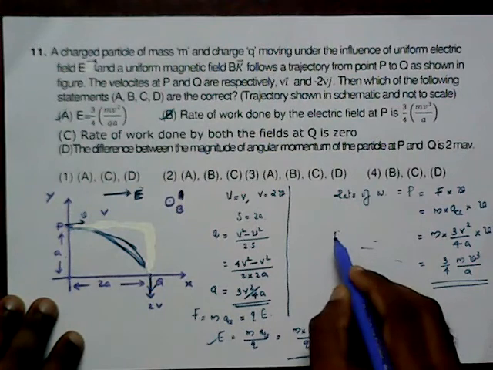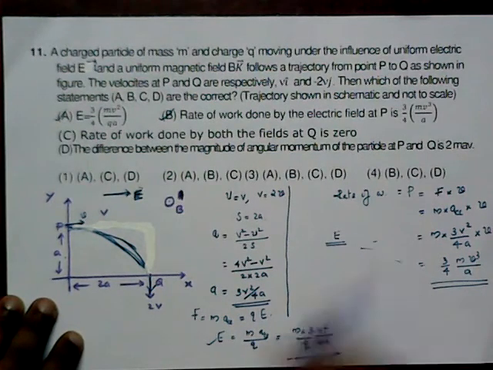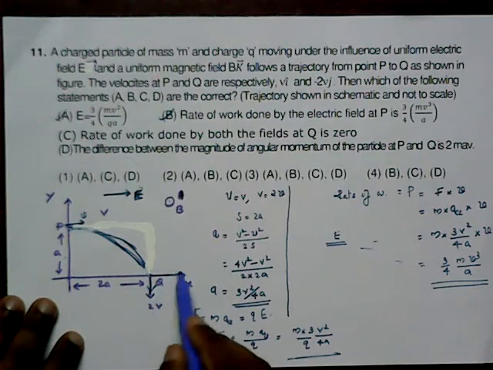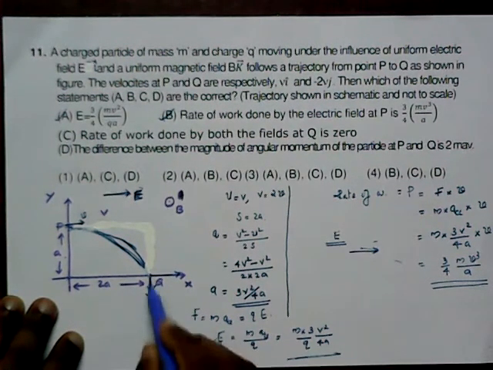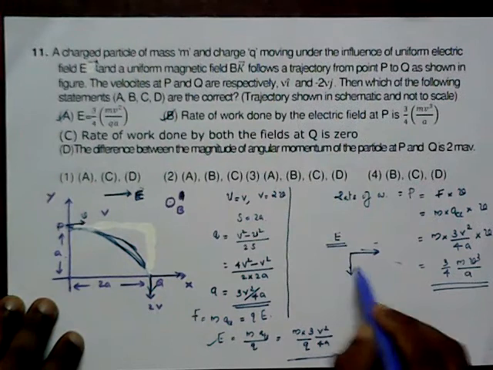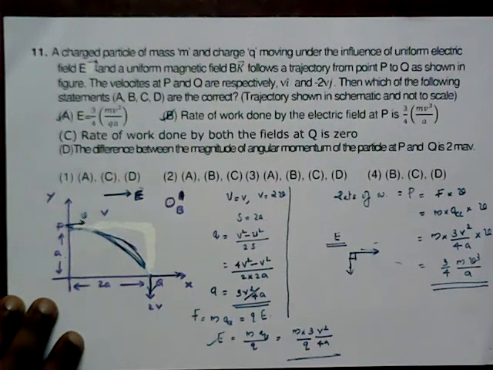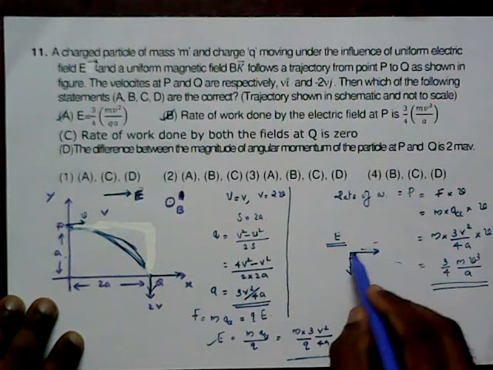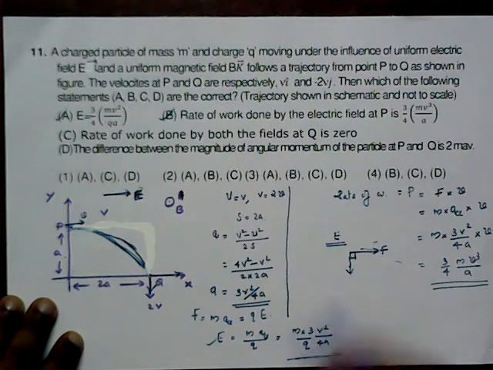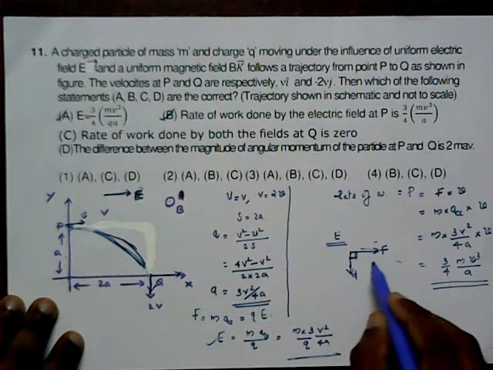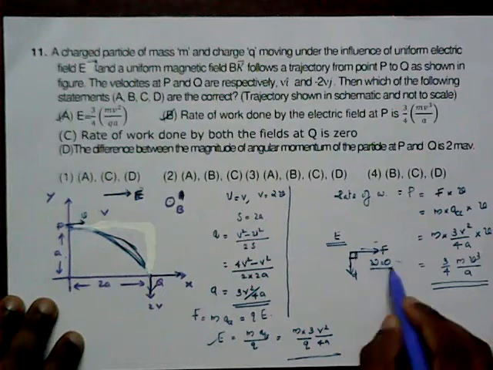At first, what is the contribution from the electric field? The electric field at this point is acting in this way, and the displacement is like this. So what is the angle between them? Here the electric field is in this way, that means the force is acting in this way. So the force and the displacement are at 90 degrees, so the work done becomes 0.